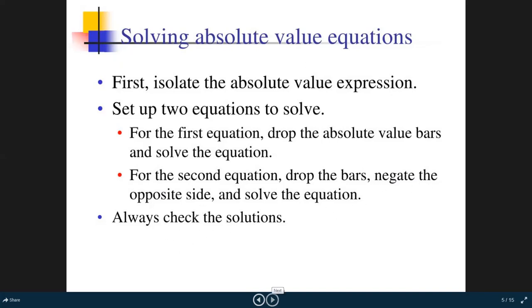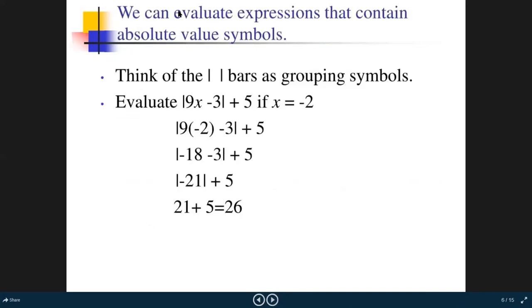Always check the answer. For example, we can evaluate expressions that contain absolute value symbols. Think of the bars as grouping symbols. Evaluate the absolute value of 9x minus 3, plus 5, if x is equal to minus 2. If we take x equal to minus 2, what will be the answer? We don't know whether 9x minus 3 is a positive number or a negative number.